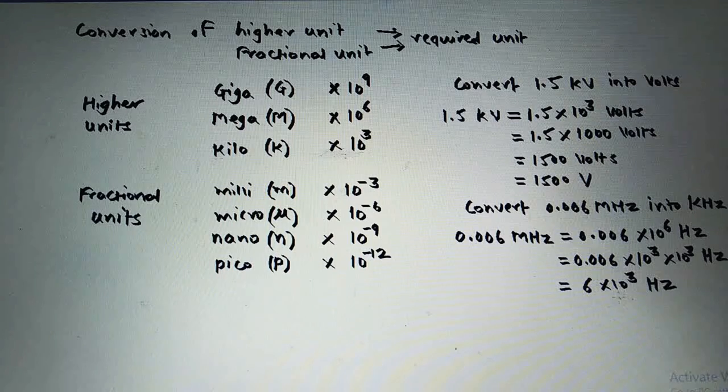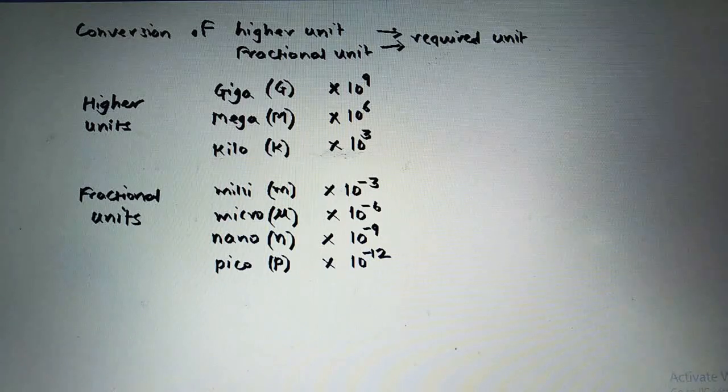Now see here, this 10 raised to 3 hertz will be equal to 1 kilohertz, because 10 raised to 3 is equal to kilo. So we can write here, it will be 6, 10 raised to 3 means kilo, and then we will write hertz as it is. So 0.006 megahertz is equal to 6 kilohertz.